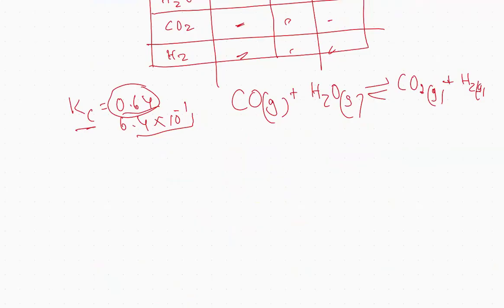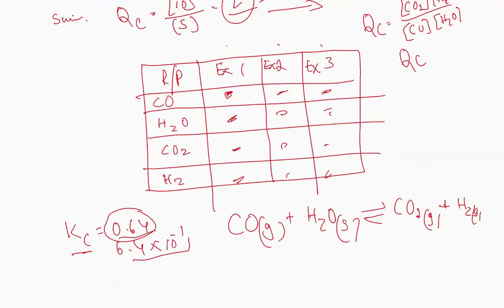But they have given 0.64 and they have just given the concentrations at different experiments. Then you find Qc for experiment 1, experiment 2, and experiment 3 and compare with 0.64. How do you go about the calculations? I showed you already.